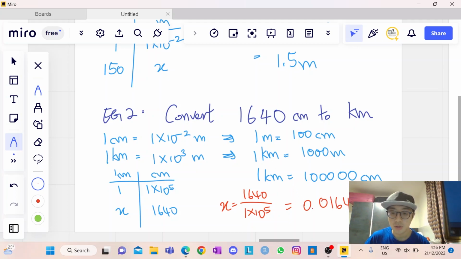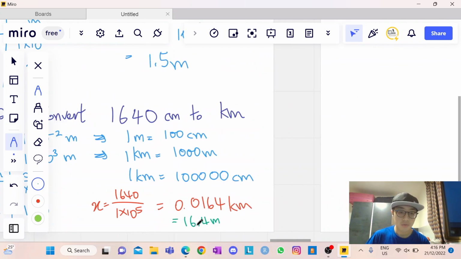Every time you do a conversion, it's better for you to double check. So 0.0164 km, if you move 3 decimal places, 1, 2, 3, will be equal to 16.4 meters. And if you're going to convert to cm, you're going to move 2 more. If you move the decimal 2 more places, you will get 1640 cm, and you get back the original one. Therefore, you had made the correct conversion.